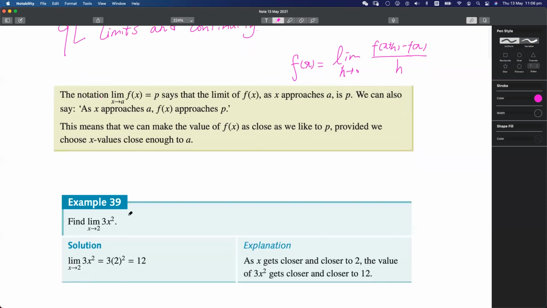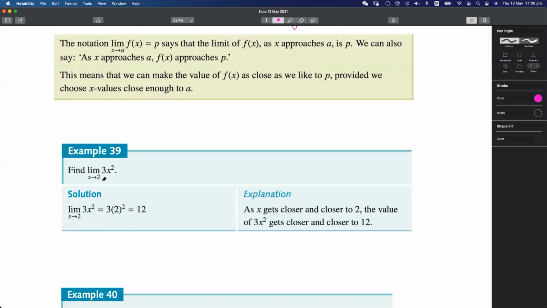Okay, example 39, find the limit as x approaches 2 of 3x squared. To do that, we just need to substitute 2 into this expression. 3 times 2 squared is equal to 12, which means as x gets closer and closer to 2, the value of 3x squared gets closer and closer to 12.